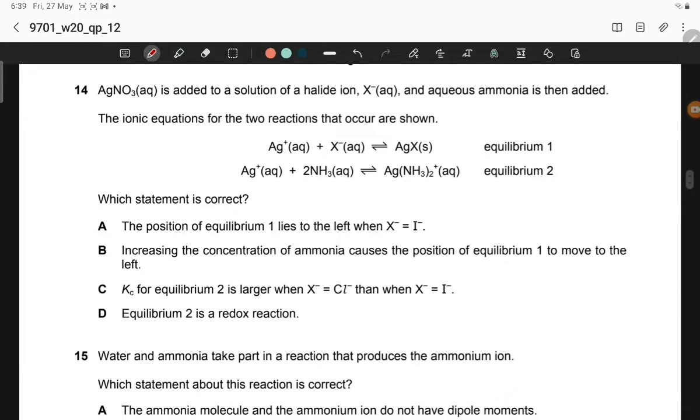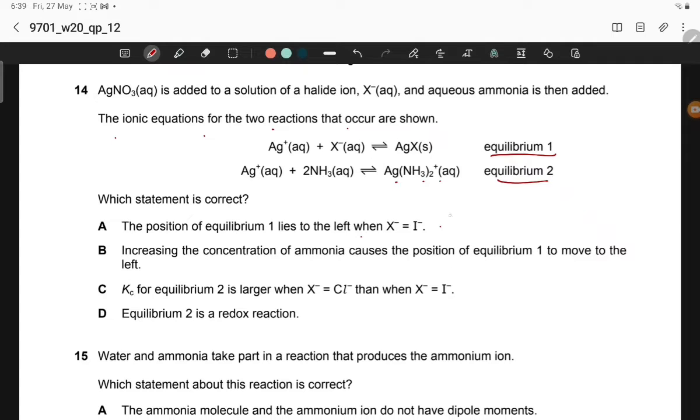Silver nitrate is added to a solution of halide ions and aqueous ammonia is then added. The ionic equations for the two reactions that occur are shown. Ag+ plus X- forms AgX, this is equilibrium 1. AgX plus ammonia forms Ag(NH3)2+ aqueous, equilibrium 2. Which statement is correct? The position of equilibrium 1 lies to the left when X- is equal to the iodide ion.